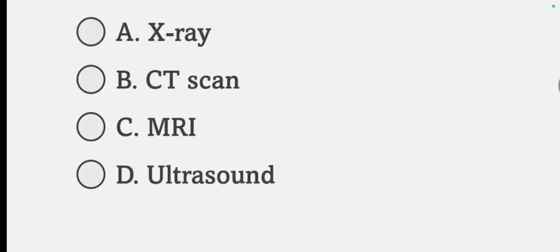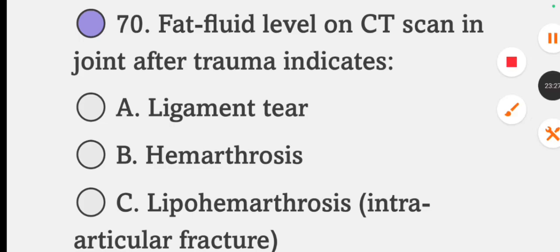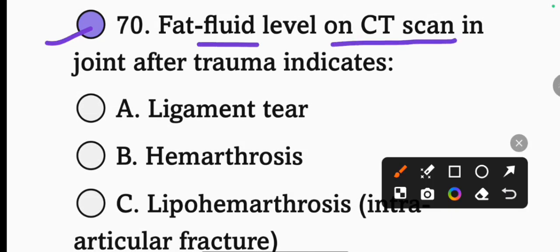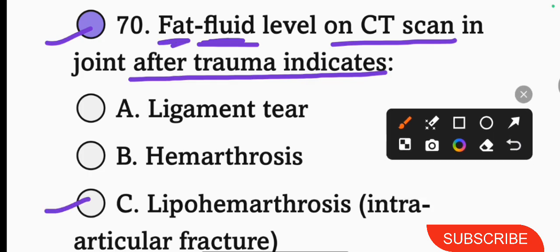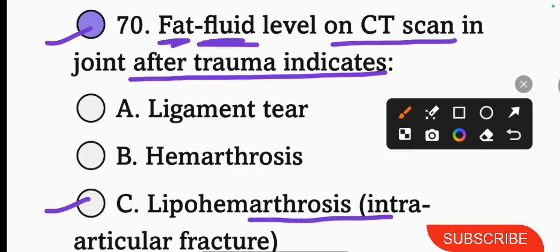Okay, now come to question 70. Fat fluid level on a CT scan in a joint after trauma indicates. Fat fluid level is actually seen in long bone intra-articular fractures, because fat from the bone marrow plus fluid, meaning blood, enters the joint. It is mostly seen in long bones. A common site is tibial plateau fractures. Lipo and fluid means lipohemarthrosis. So C option given is the correct option: lipohemarthrosis, intra-articular fracture.